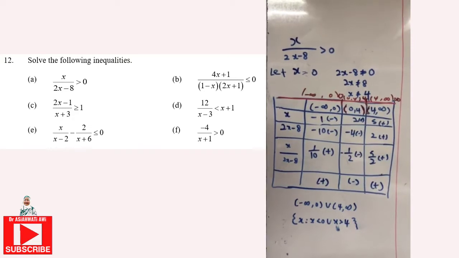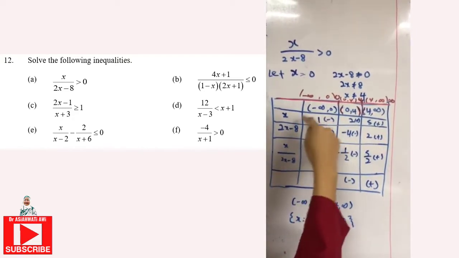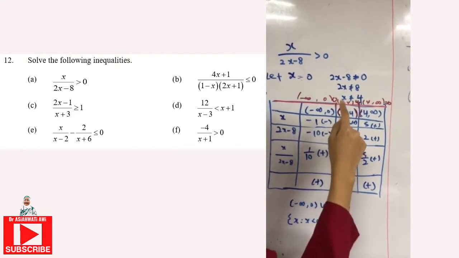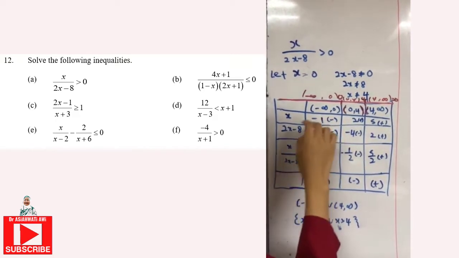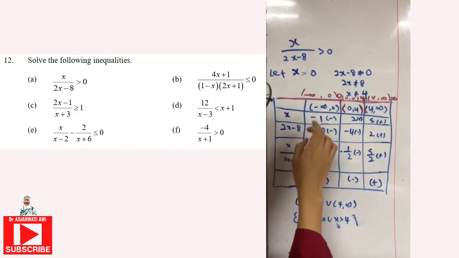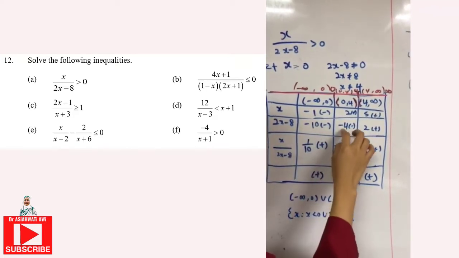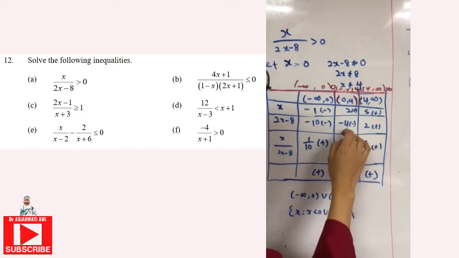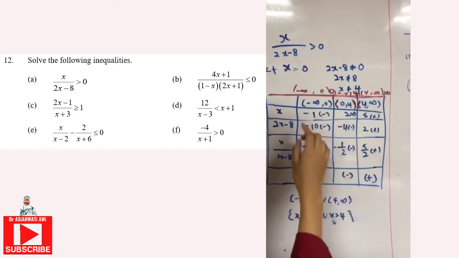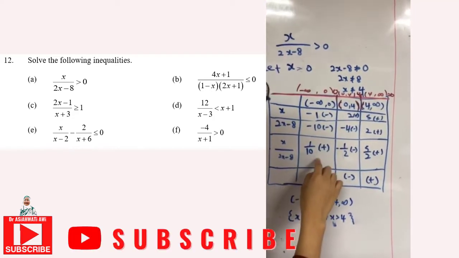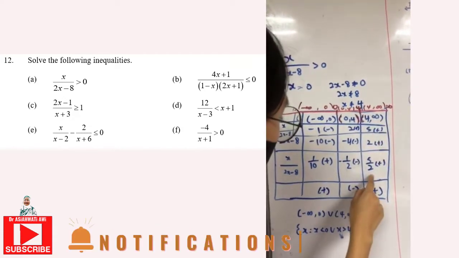So this I substitute negative 1 into x, so I get negative answer. 2 into x I get positive answer, and 5 I also get positive answer. 2x minus 8, I use negative 1 to sub into this equation, so I get negative answer. This I use 2 to sub into this, so I get negative answer. And at this I use 5 to sub into this, I get positive answer. So this equals to 1 over 10, positive answer. This equals to negative 1 over 2, negative answer. This equals to 5 over 2, positive answer.